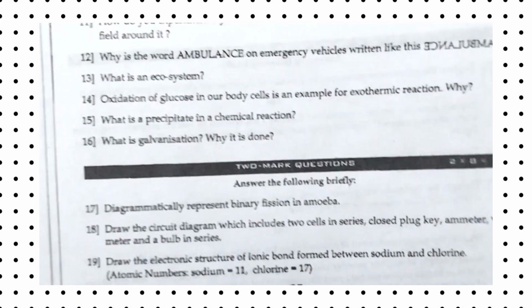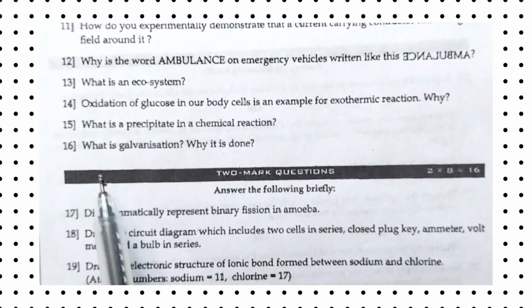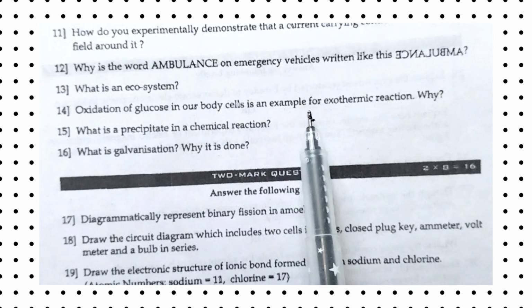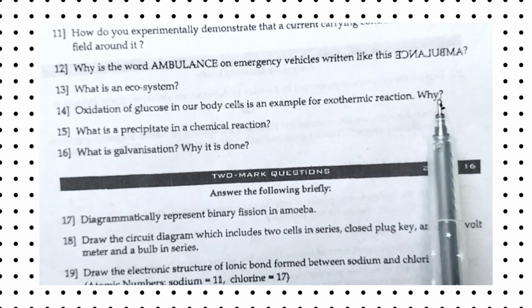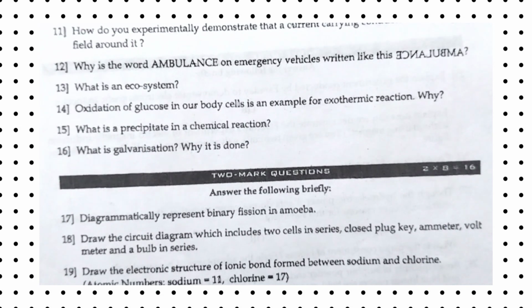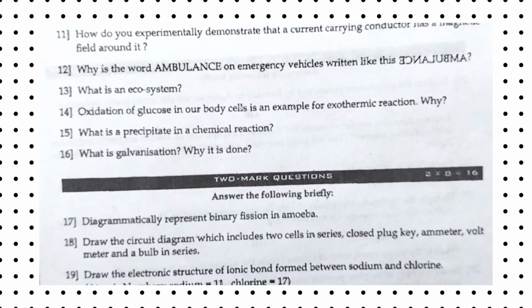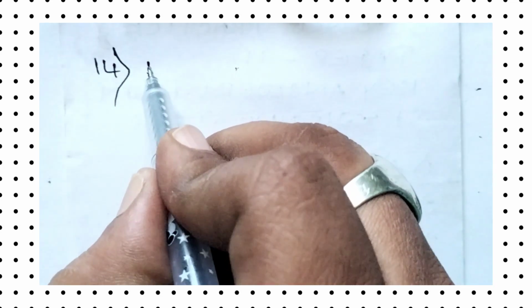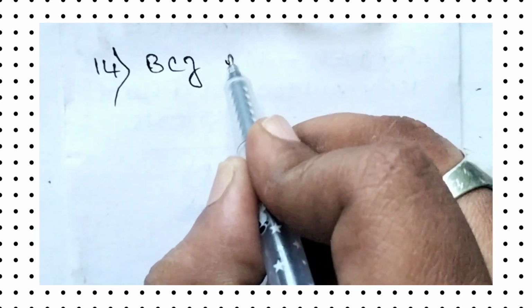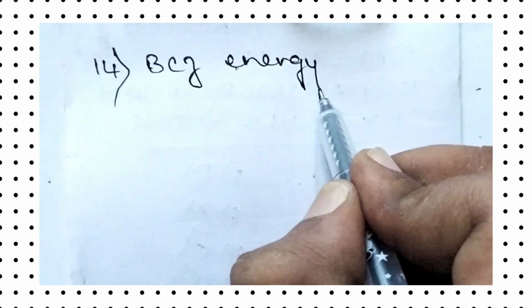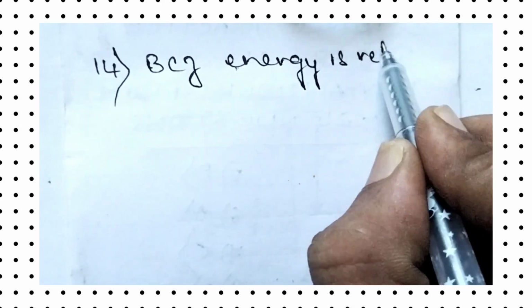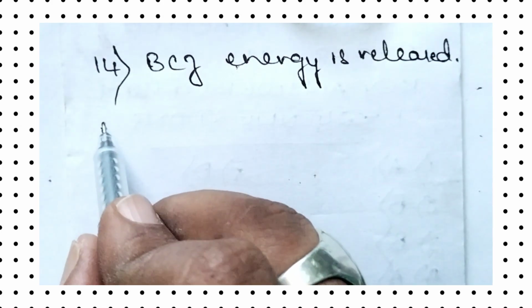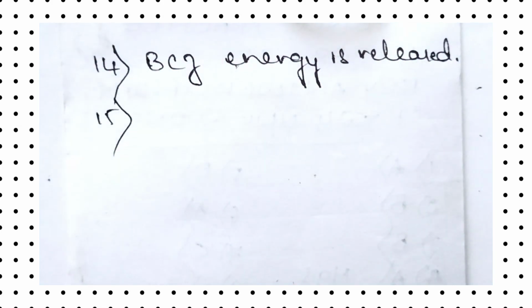So next let us move to the 14th question, that is, oxidation of glucose in our body cells is an example of an exothermic reaction. Why? Since it is a 1 mark question, let us answer in a sentence. It is called an exothermic reaction because energy is released. So this is the answer for the 14th question.